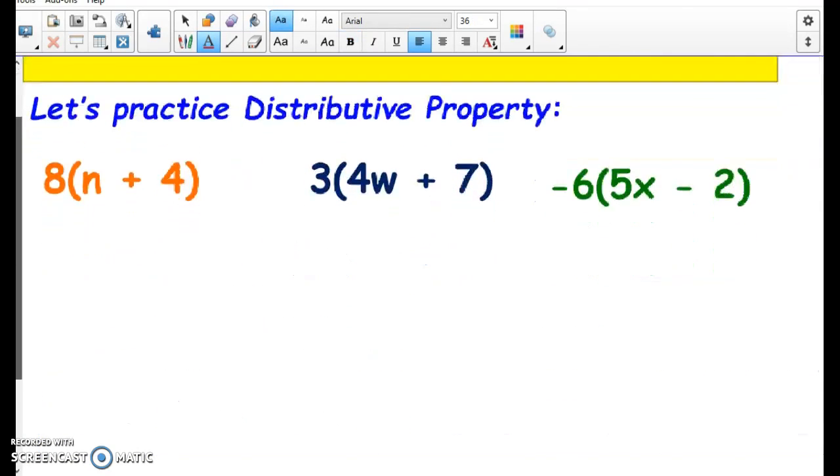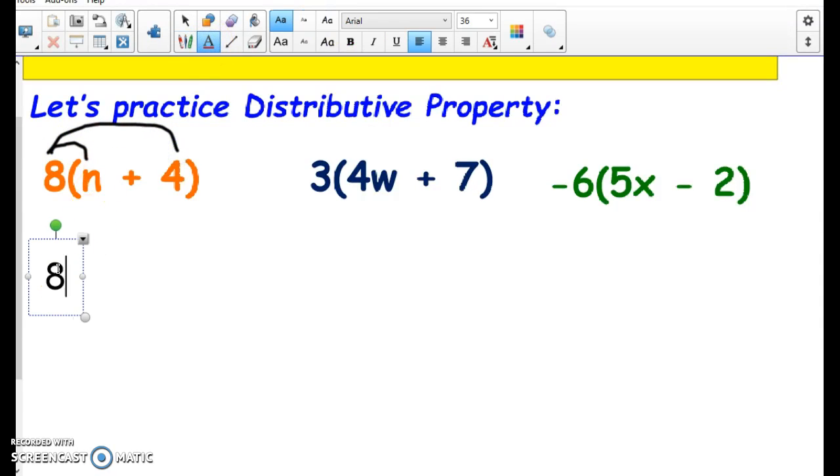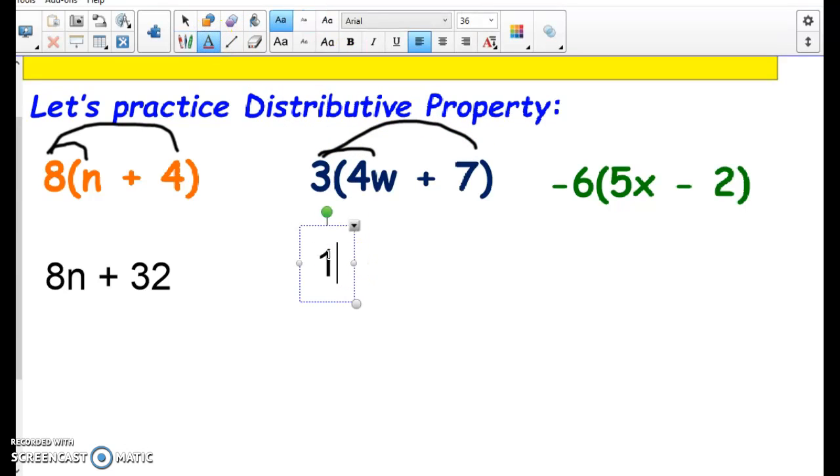Alright, so when I'm talking about the distributive property, remember, if I'm distributing it to both, this 8 needs to be distributed to the n and to the 4. So then my answer would be 8n plus 32. Okay, I can't simplify that to get 40n. It's just going to stay like that. Same thing here. 3 needs to get distributed to the 4w and to the 7. So that my answer here would be 12w plus 21. So 3 times 4 is 12. The w just stays along. 3 times 7, 21.